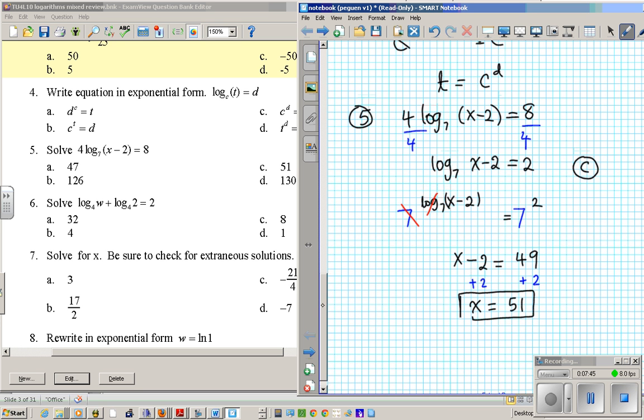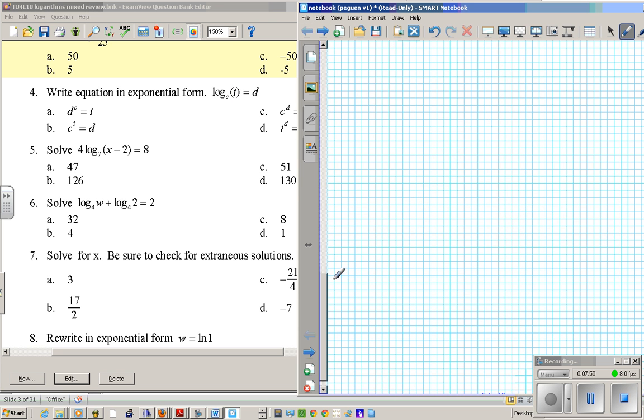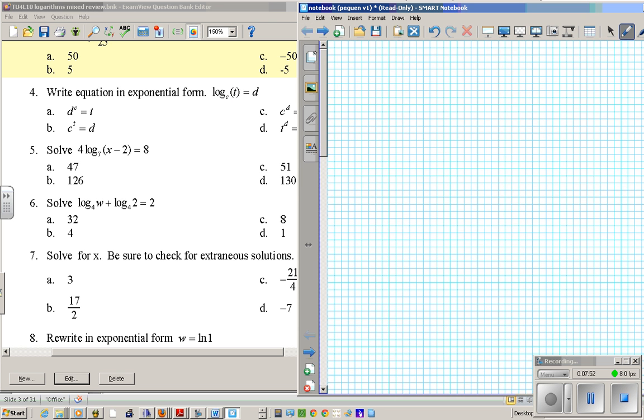Alright, let's move on to number 6. I'm going to clear this page first. Number 6, we have log base 4 of w plus log base 4 of 2 equals 2. So these logs need to be condensed. So in order to condense it, we need to combine this w and the 2, right?